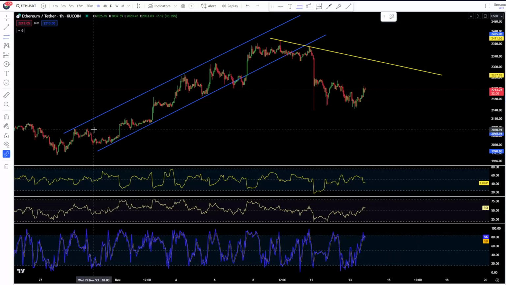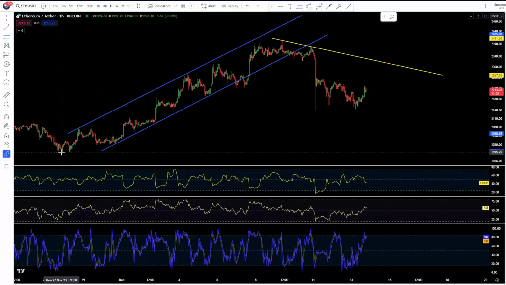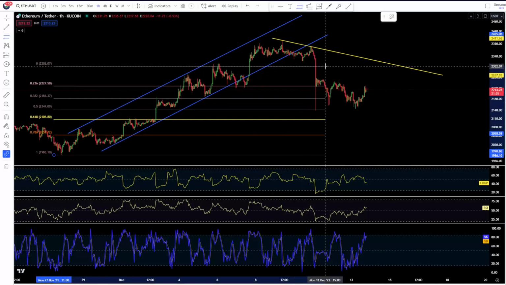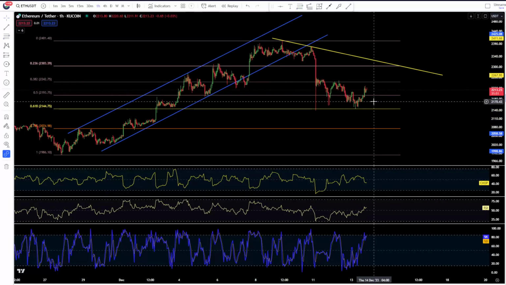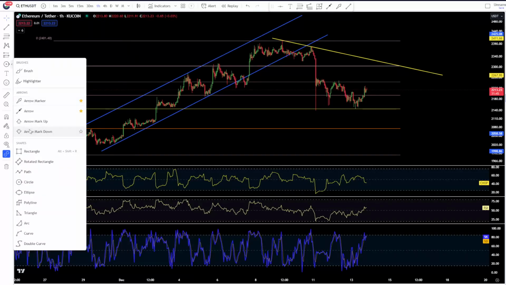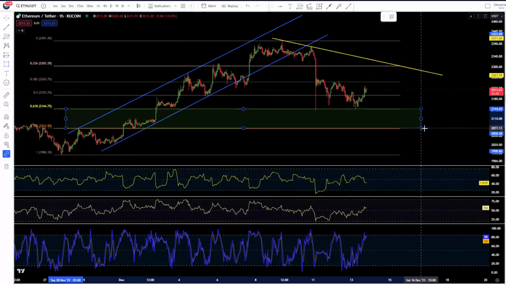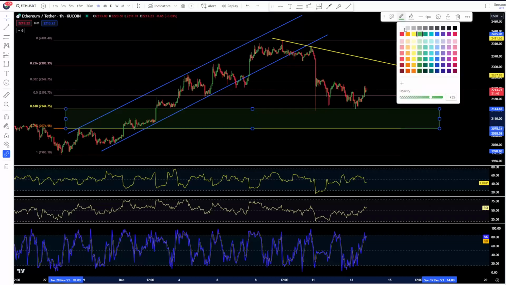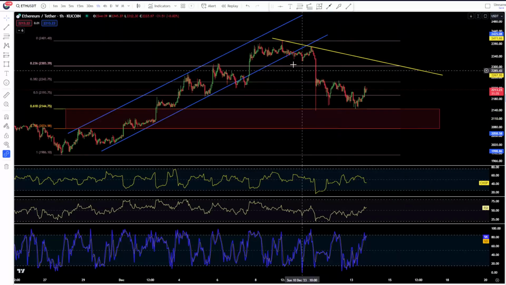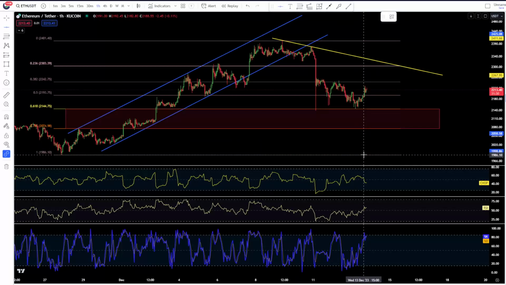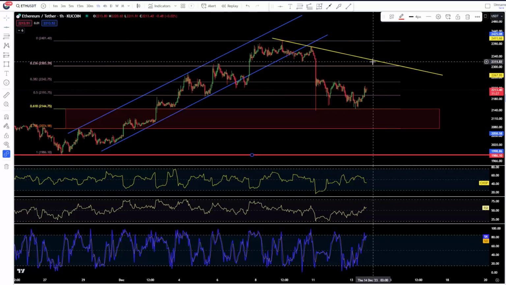Now let's move on to marking the support places. We will use the fib retracement tool to mark supports, and as you can see, first we have a strong support zone that has maintained the downward movement from $2,144 to $2,075, and then we have a visible support level at the price of $1,986.